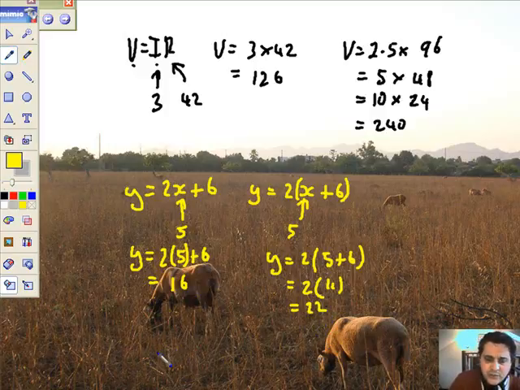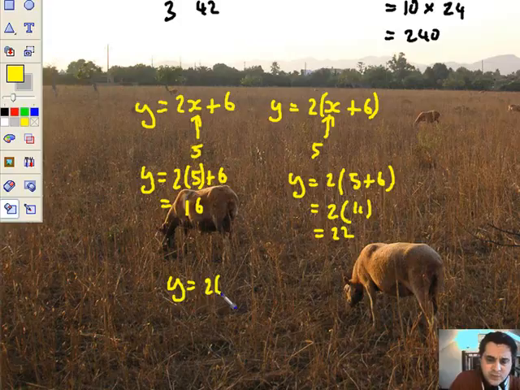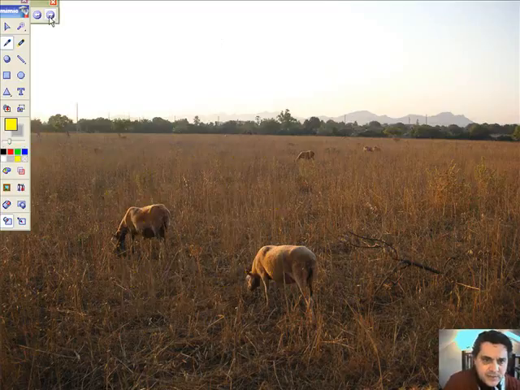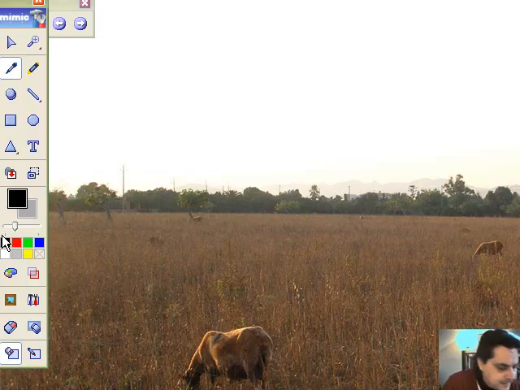Go for the conclusion. Y equals 2 bracket x plus 6 is greater than y equals 2x plus 6, without the brackets, when x equals 5. Alright, that's the conclusion to the matter. Turn over the page, go back to black.